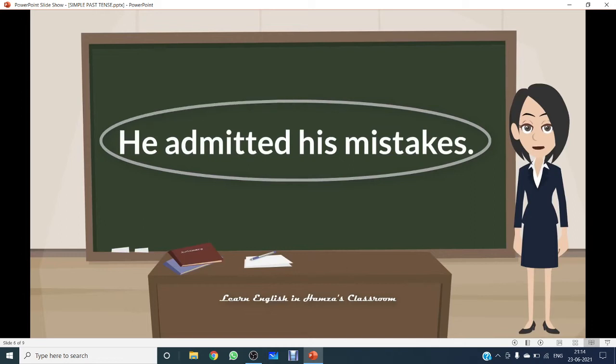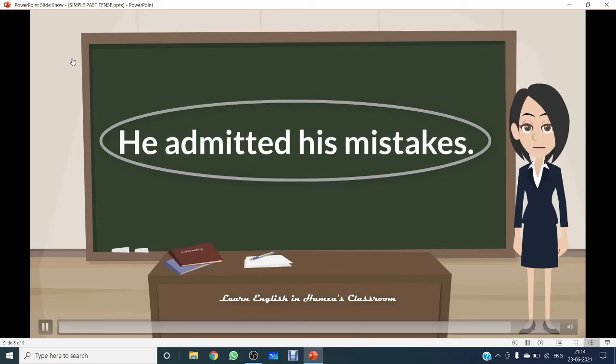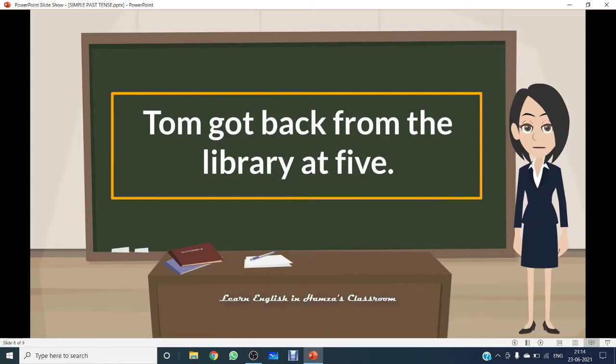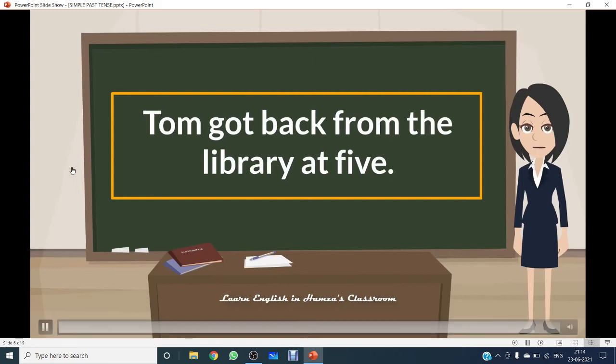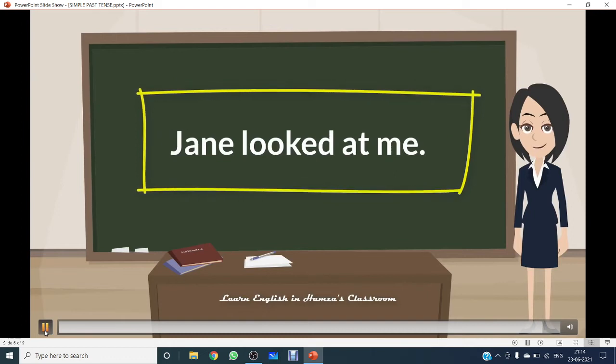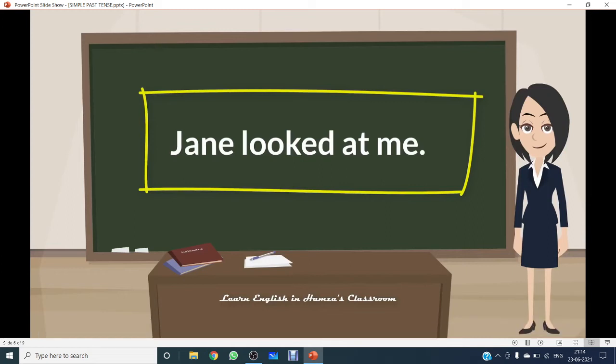He admitted his mistakes. Admitted. When we say admitted, it's in simple past tense. Tom got back from the library at 5. Got back. So when I use got back, it's in past tense. Jane looked at me. The total sentence is in simple past. Looked, the verb looked is in simple past.